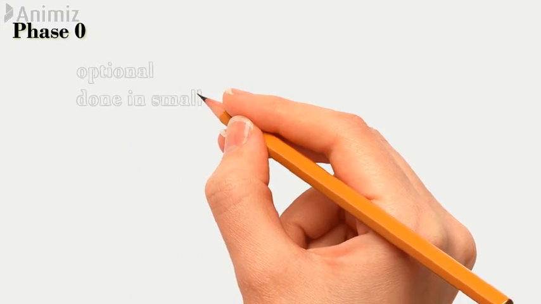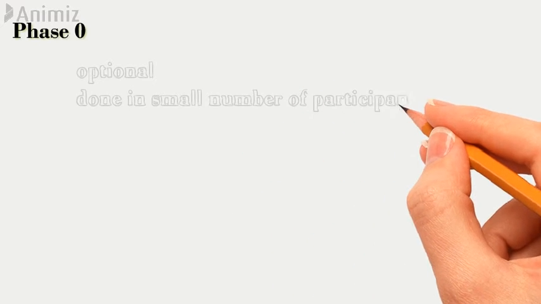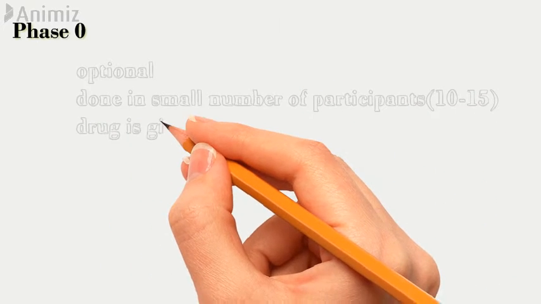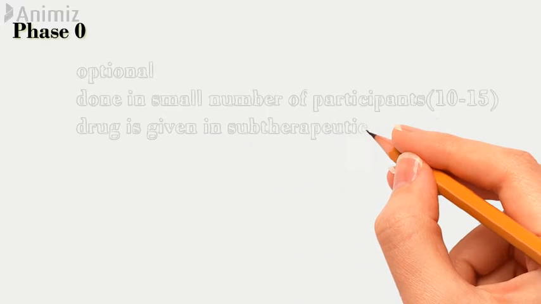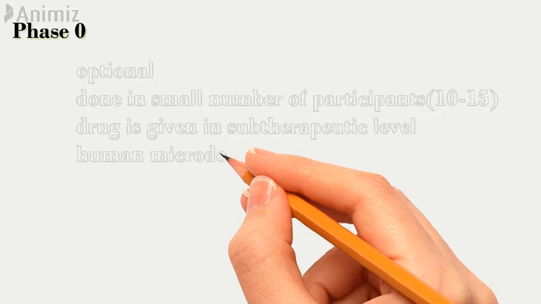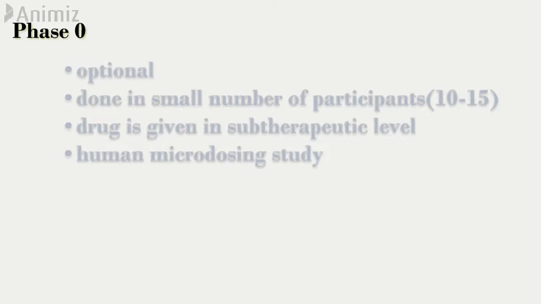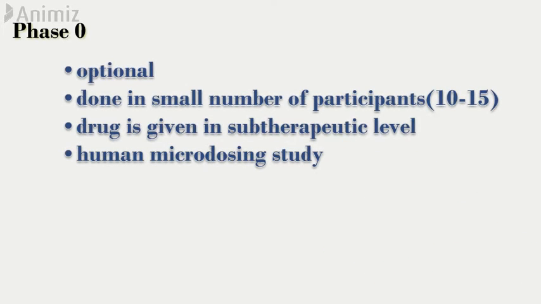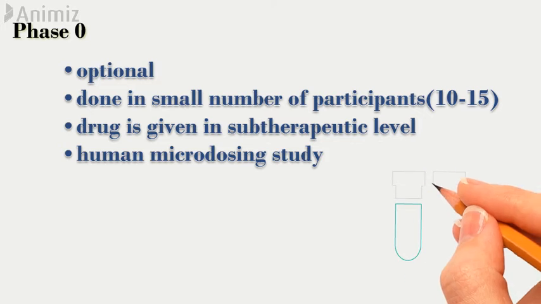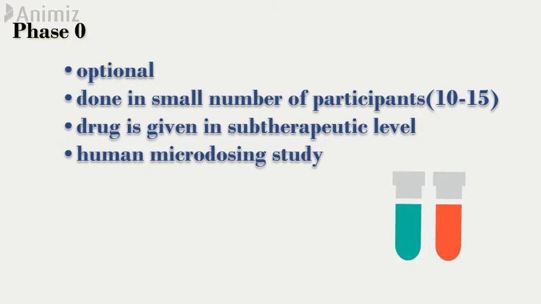First phase is phase 0. It is an optional phase done in small number of participants, usually from 10 to 15. In this study, drug is given in subtherapeutic level, so it's called as human microdosing study. This phase is to determine whether the drug affects humans as expected from preclinical investigations and to gather preliminary data on the pharmacokinetics and pharmacodynamics of the drug.